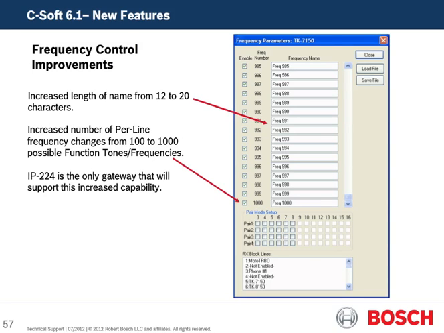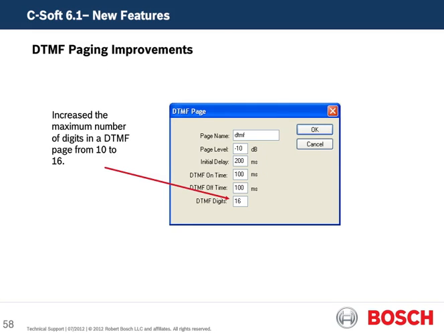Improvements to the per-line frequency setup screen are the following. The maximum frequency name has increased from 12 to 20 characters, and the total number of frequencies has increased from 100 to 1000 when talking to an IP224. IP223 operation is still limited to 100 frequencies. The maximum number of digits allowed in a DTMF page has increased from 10 to 16.